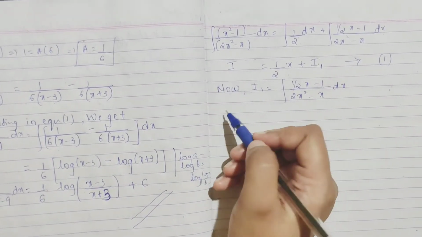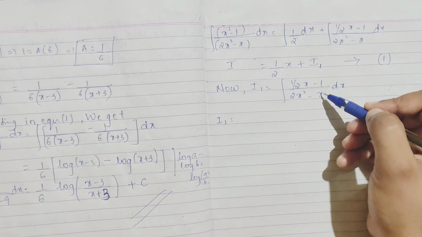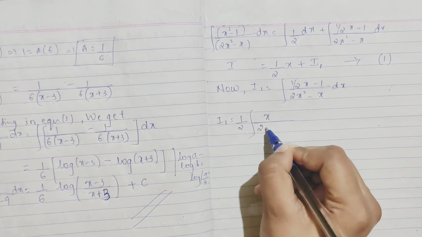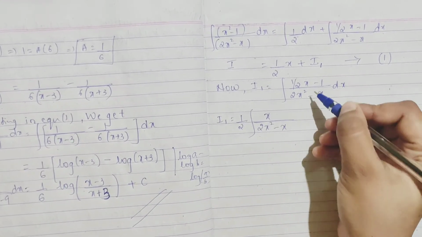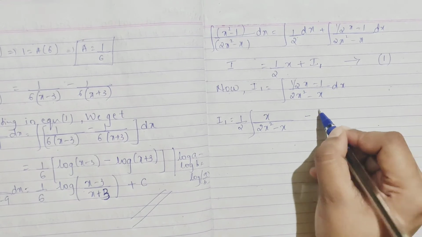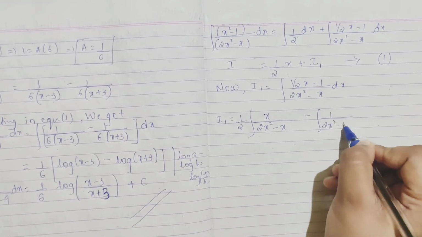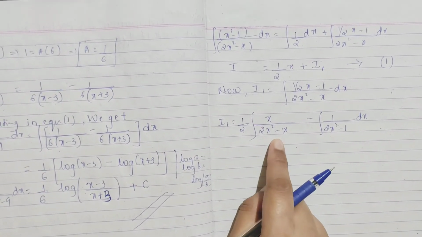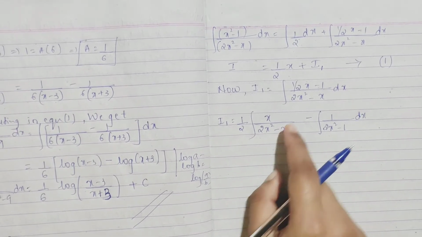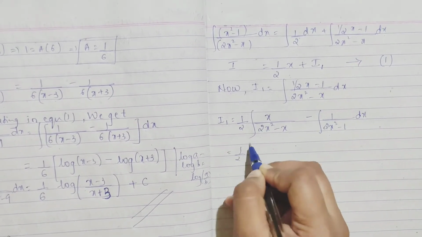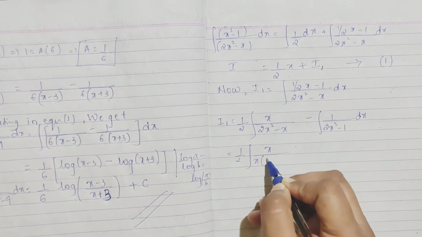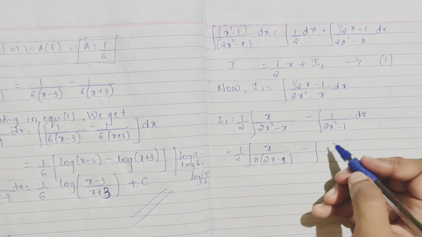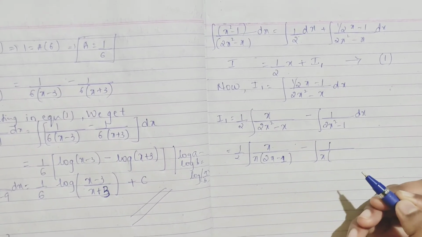So now consider your I1. Now what can we do? This upon this means your half will be outside, and you will be left with x by (2x square minus x), right? And even here you will be having minus 1 by (2x square minus x) dx, right? You are getting it like this. From here we can take x as common. If you want, we can do it in the same way: x upon x, if I take common I will be having 2x minus 1, right? And here also it will be the same, x into (2x minus 1).